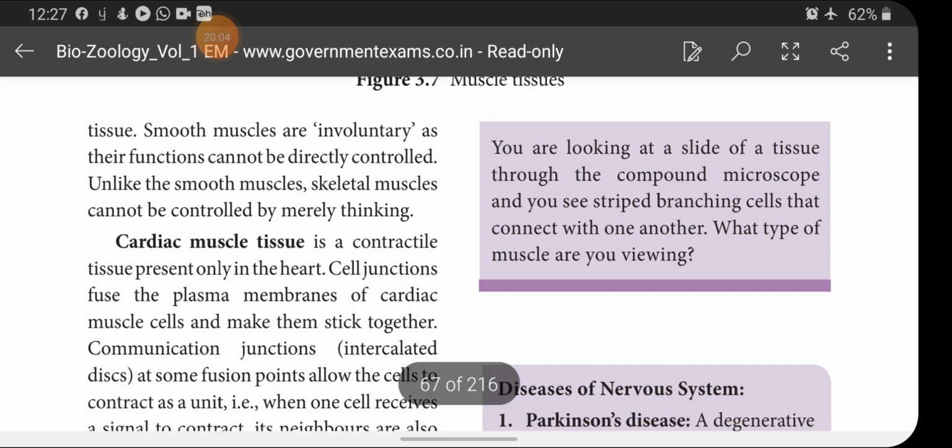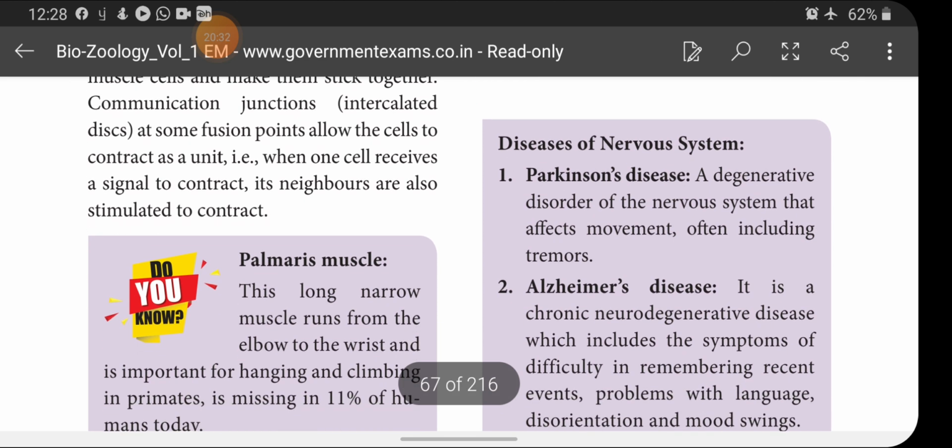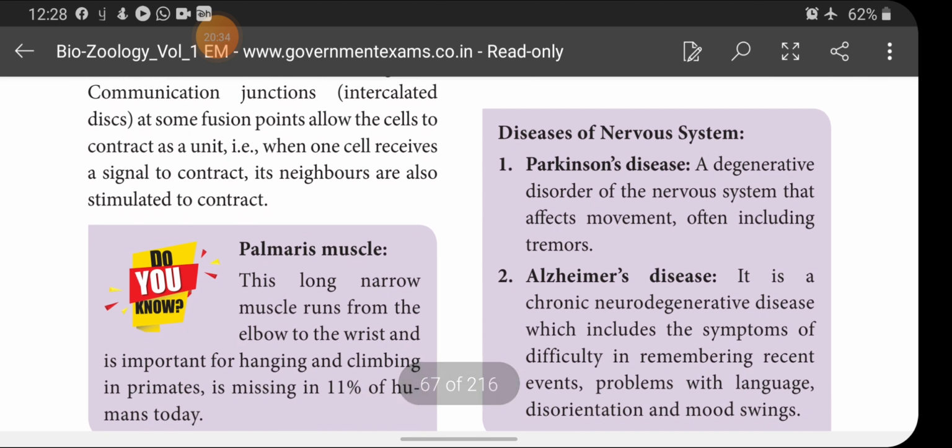Next, cardiac muscles. Cardiac muscle tissue is a contractile tissue present only in the heart. Cell junctions fuse the plasma membrane of cardiac muscle cells and make them stick together. Communication junctions at some fusion points allow the cells to contract as a unit. When one cell receives a signal to contract, its neighbor is also stimulated to contract. That's it. About that too we will discuss in chapter 9.